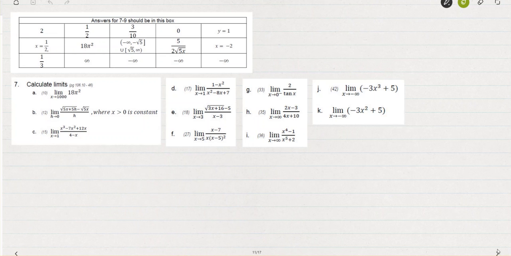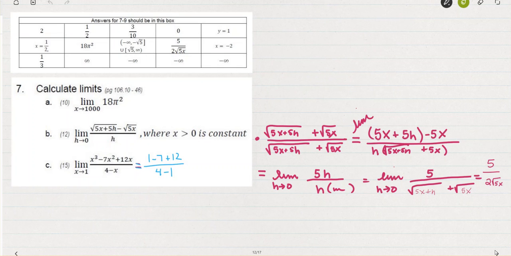So there's two problems there. This last part is probably the biggest part of the unit, being able to evaluate or calculate these limits. You want to remember the list of steps. The first approach is to simply use direct substitution. Now, if you look at letter A, what we have is a constant. 18 pi squared is just a constant. So the limit of that constant is the constant. So the limit is simply 18 pi squared.